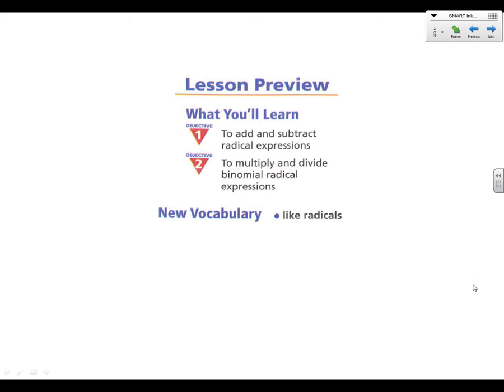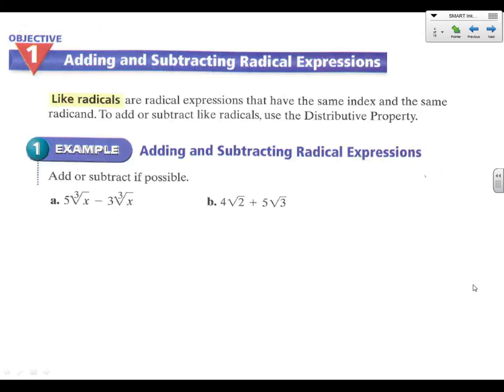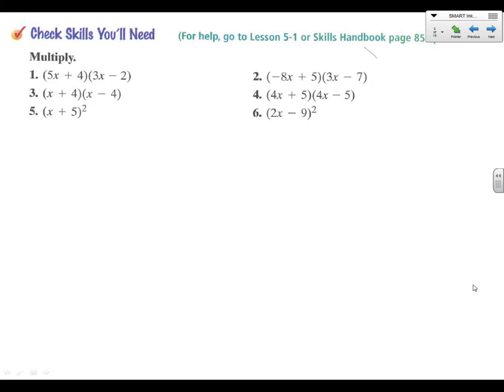So we should know what all those words mean so far. Only new vocabulary today, like radicals, which we will learn right after we do the skills check. So we need to be able to FOIL here. I'm going to do number 1. Just as a reminder, you're responsible for the rest.